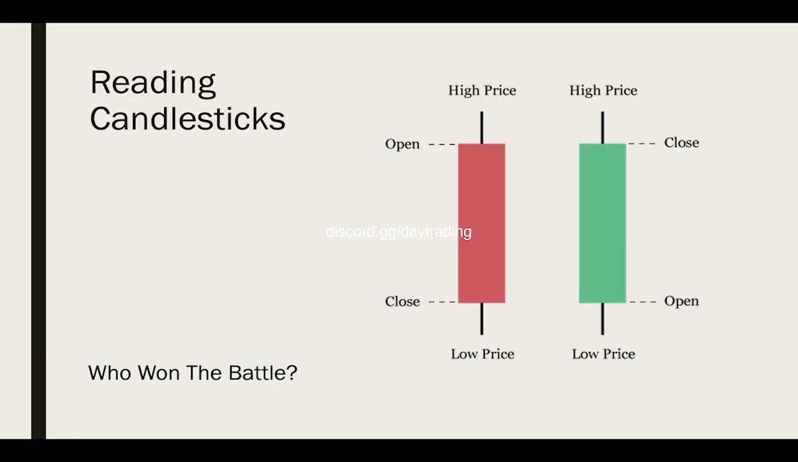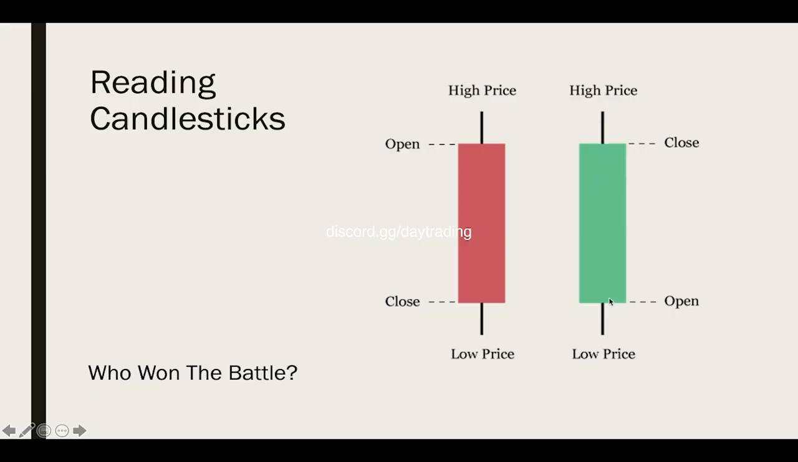So if it's a 5-minute chart, that means price went up in that 5 minutes. If it's a 15-minute chart, price went up during those 15 minutes, okay? So the bottom of the candle, or the body of the candle, this is known as the body. The bottom of it is where price opened. The top of it is where price closed, right?